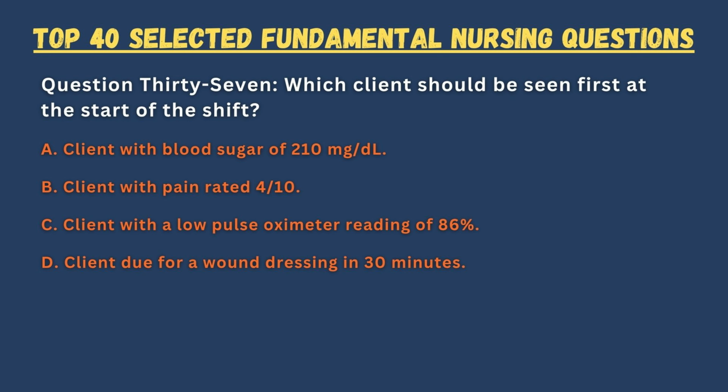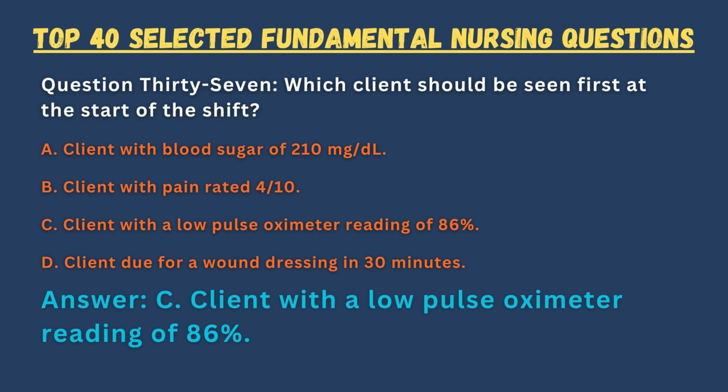Question 37. Which client should be seen first at the start of the shift? A. Client with blood sugar of 210 milligrams per deciliter. B. Client with pain rated 4 out of 10. C. Client with a low pulse oximeter reading of 86%. D. Client due for a wound dressing in 30 minutes. Answer: C. Client with a low pulse oximeter reading of 86%.